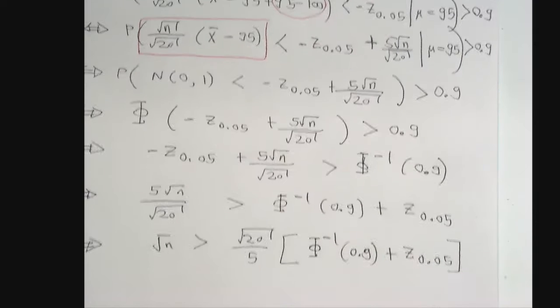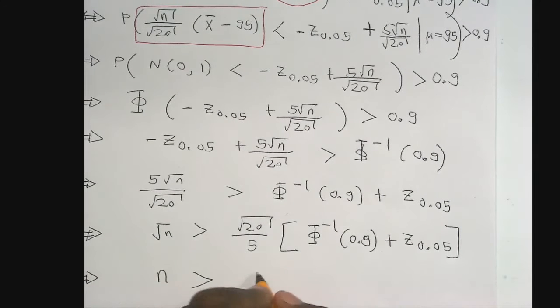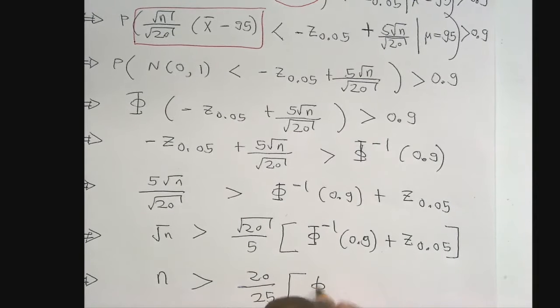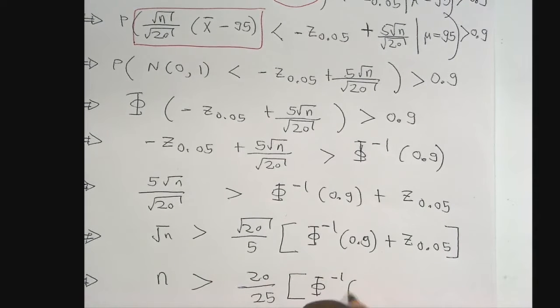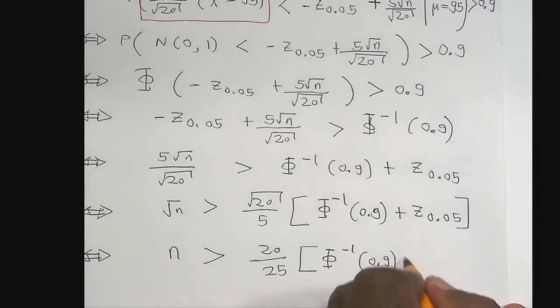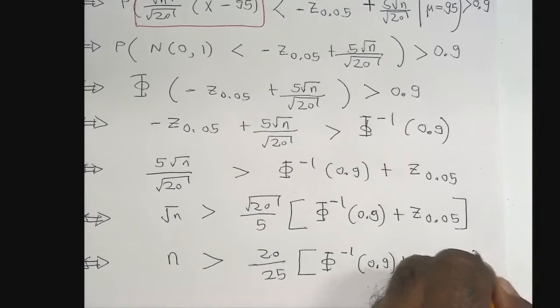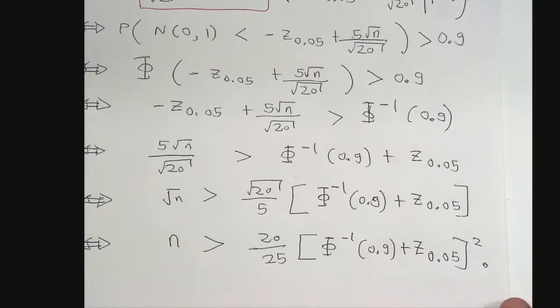So this becomes root of n greater than... all right. So finally if you take the square both sides, n will be greater than 20 divided by 25. So this is the final answer. Obviously, you should have a calculator. You can simplify this to a number.